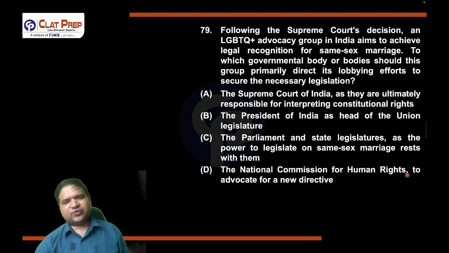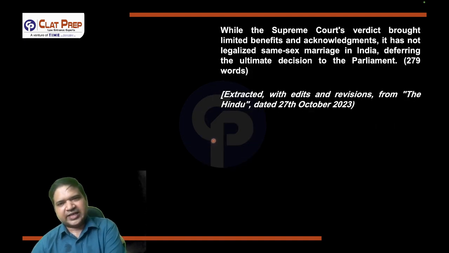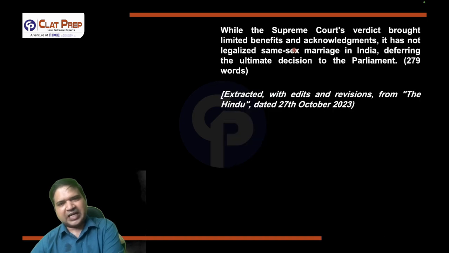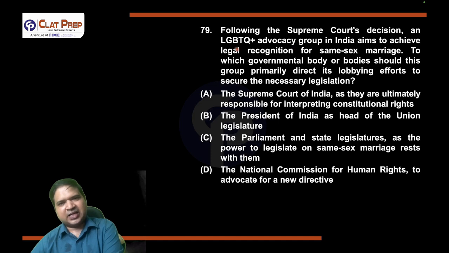The National Commission for Human Rights again is nowhere mentioned in the passage, and also they are not empowered to make law regarding anything regarding same-sex marriage. So C is the correct answer. As you can also see in the passage here, the power to legislate on same-sex marriages rests with Parliament and state legislature. So Parliament and state legislature can help this LGBTQ plus advocacy group that aims to achieve the legal recognition for same-sex marriage.